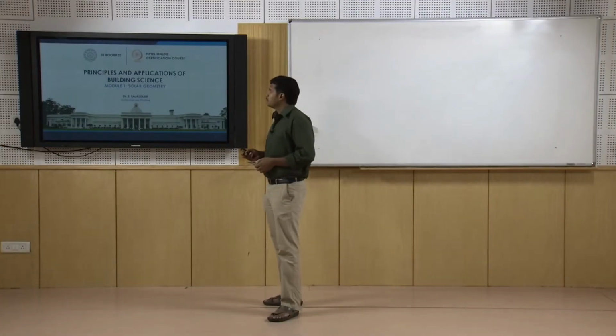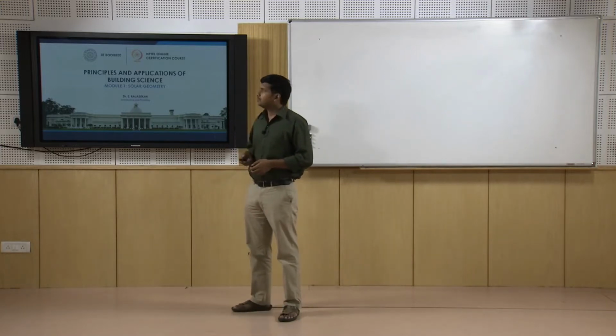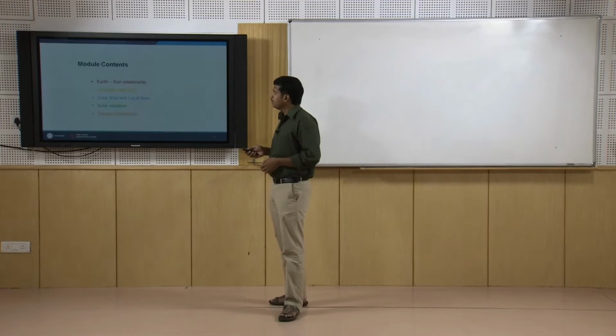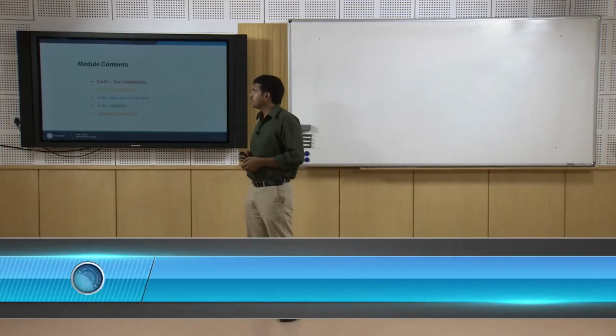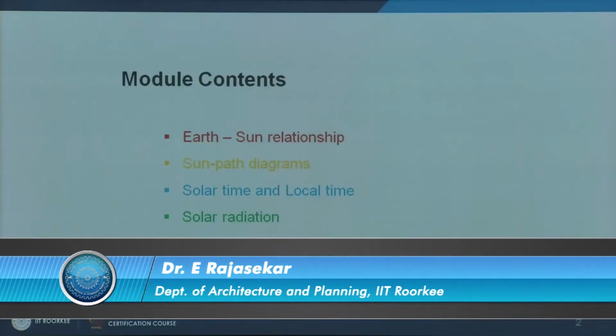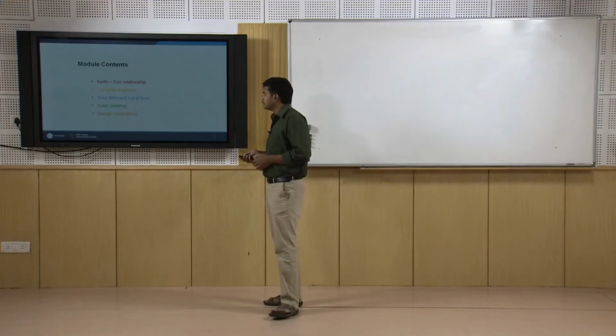Welcome to the course Principles and Applications of Building Science. This is the first module. Here we will start with solar geometry. Mainly we will talk about earth sun relationship, sun path diagrams, and what the consequence of it is on solar time and local time, how they are different. Solar radiation, specifically we will look at how to measure it and what its implications are. Finally we will look at how that affects building design, what the design implications are.